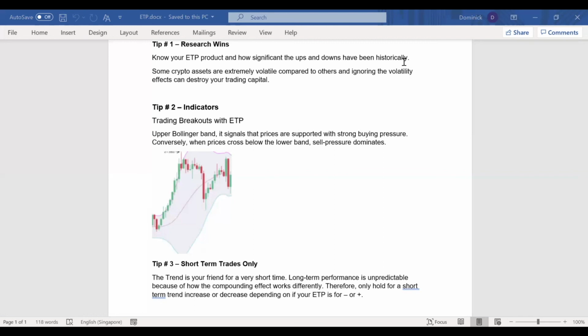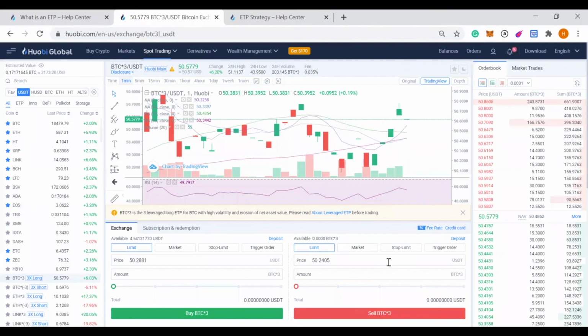That's pretty much it for ETPs. I just wanted to go over a brief overview of ETPs. Again, you can find them by BTC, ETH, and Link.